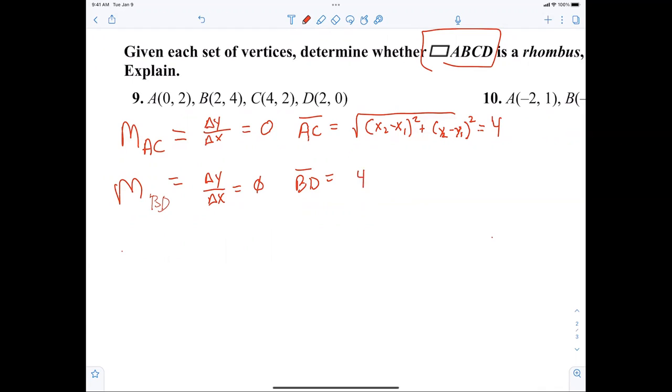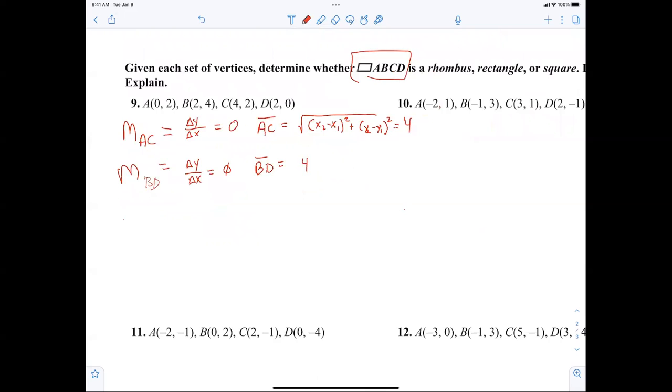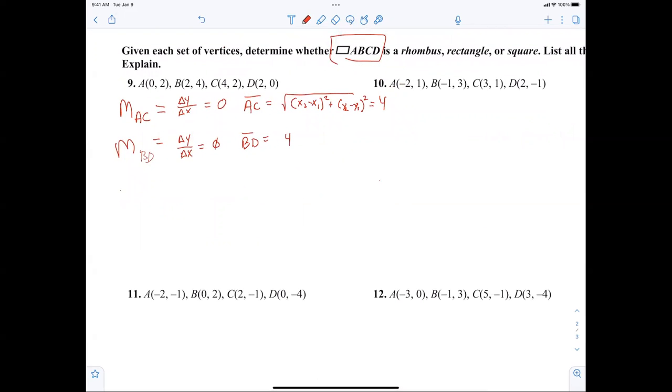I feel like, guys, we should just be able to mentally do that, right? 0 minus 4 squared plus 2 minus 2 squared. 4 squared, square root of 4 squared is 4. So number 9 is definitely a what? Square. Definitely a square.